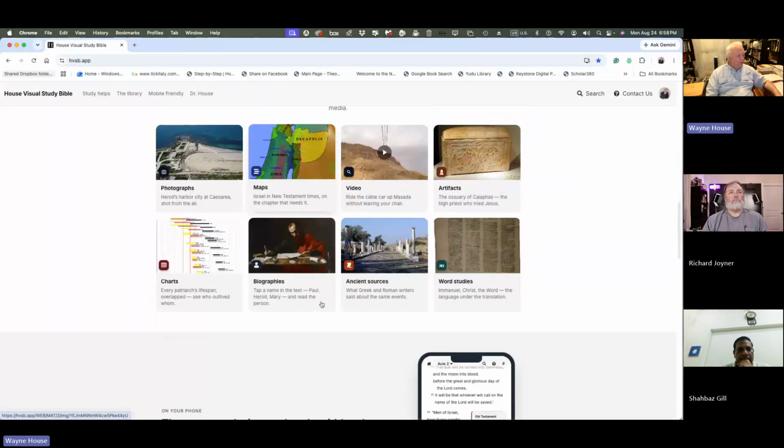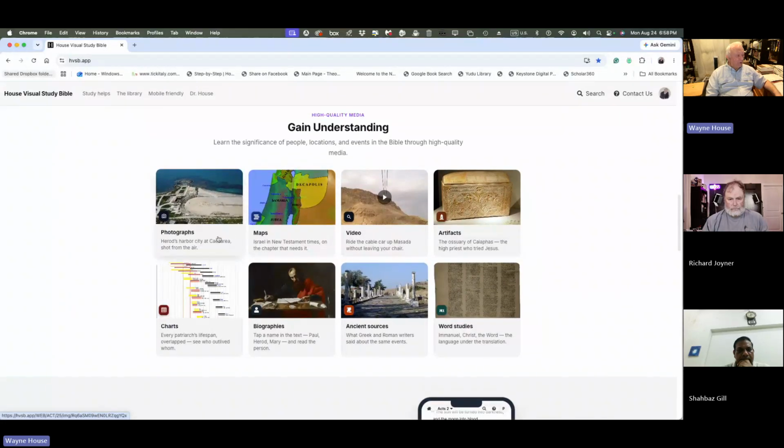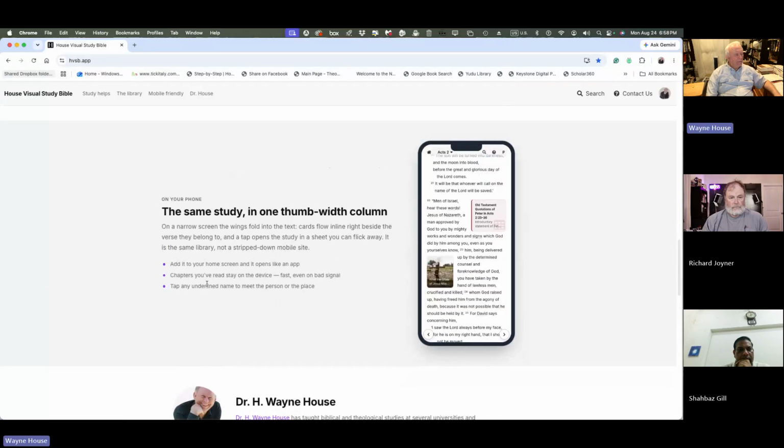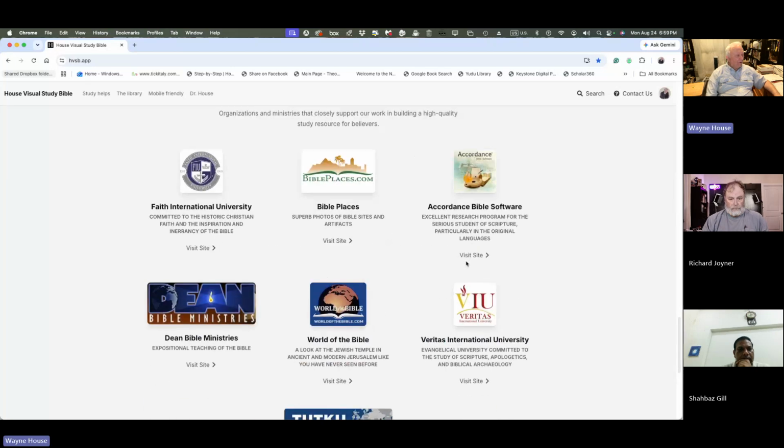There's also these categories: photographs, and that also includes what they call drones to get it from a different angle in the sky, maps, and also charts in here, videos that are taken, artifacts that you see in museums and even on site, word studies, ancient sources, biographies, charts. These are all available when you go to them. And then my programmer also put it on where it would work on the phone if you had a phone. But then I go through all that and explain all of that.